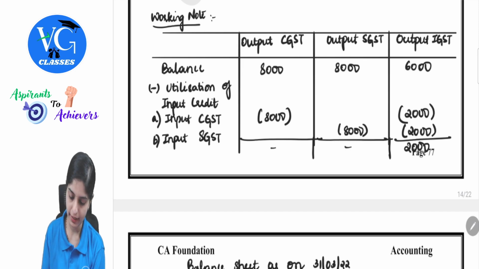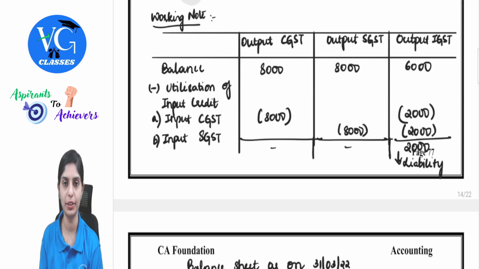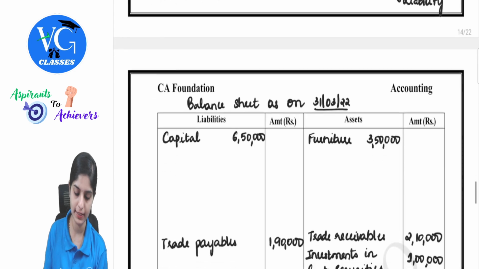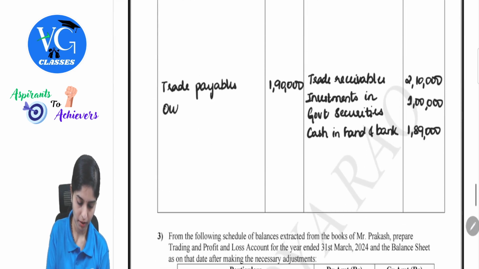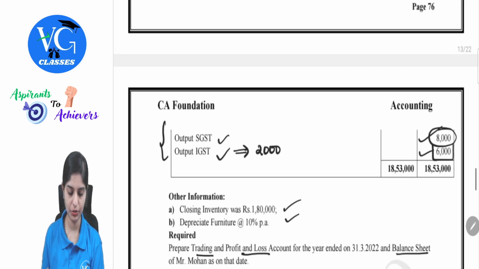Now this is in respect of output IGST, which is your liability. If there was any excess balance in input, that becomes my asset. So this will be reflected in the balance sheet as current asset. Output IGST 2,000. So we completed this treatment.